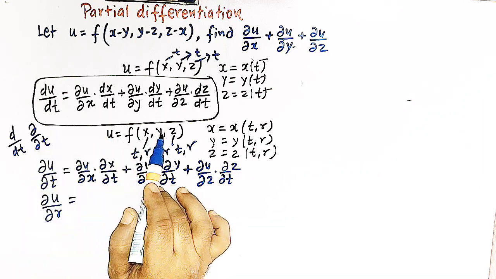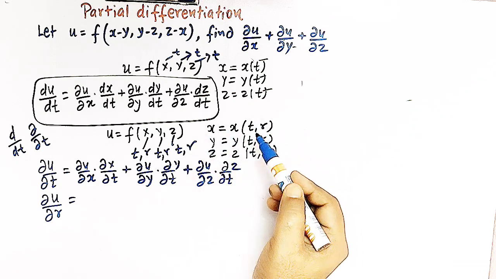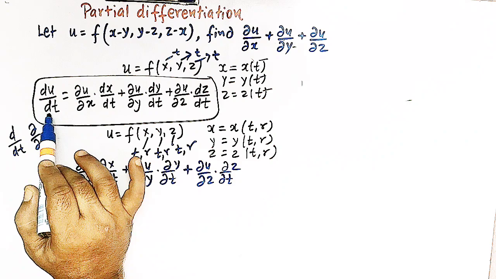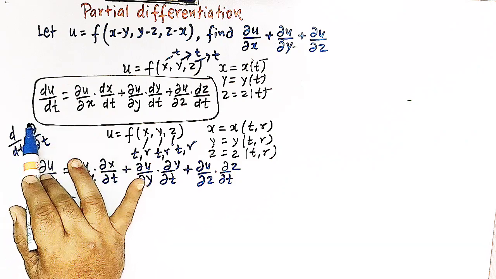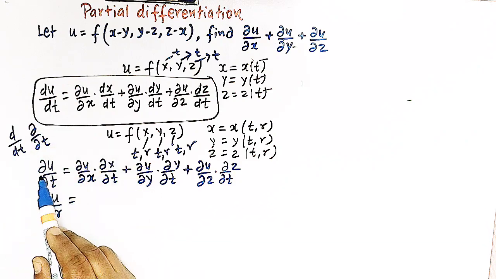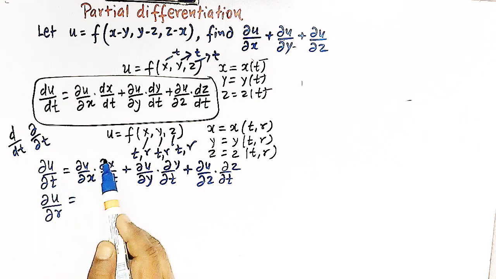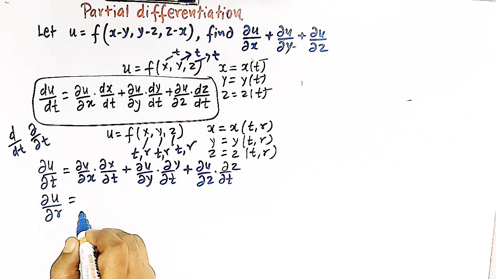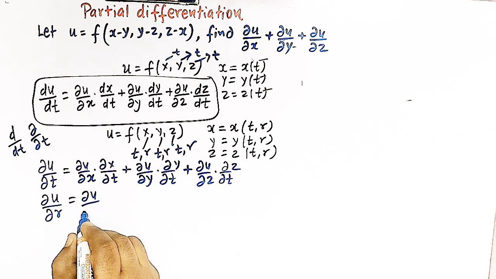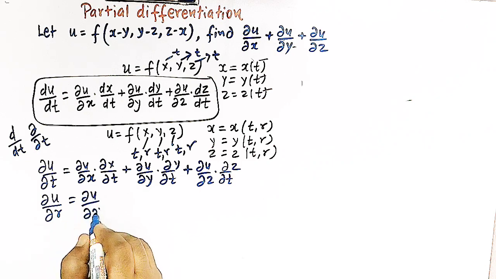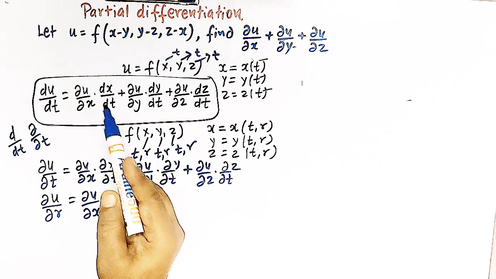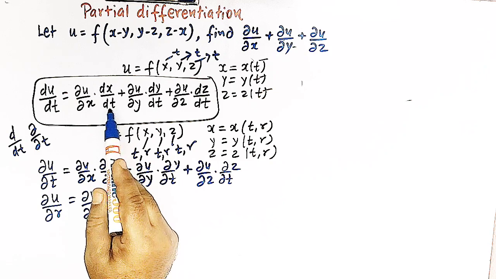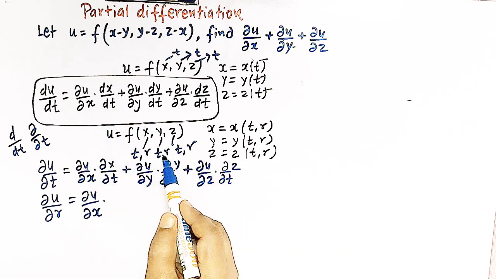So when x, y, and z are functions of two variables, say t and r, then here d by dt should be replaced by the partial derivative notation, that is del over del t, and we have this expression. And similarly here we can now write del u over del x, and here we have dx over dt. So now this t should be replaced by r.